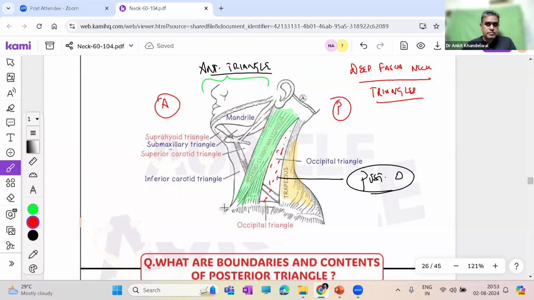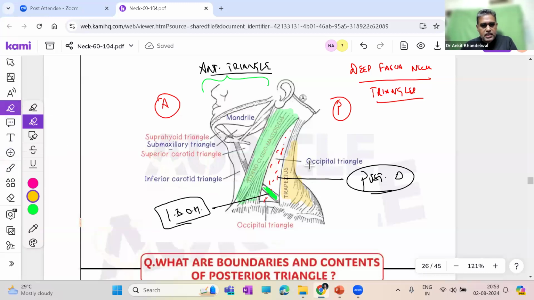And as you can see in this image, you have this muscle over here. Can you see this muscle? This is the inferior belly of the omohyoid muscle. This anatomically separates the entire posterior triangle into a superior occipital triangle over here. You can see this entire area is the occipital triangle.